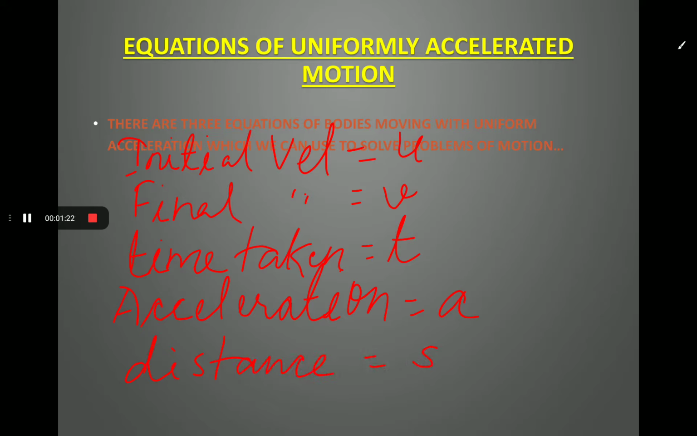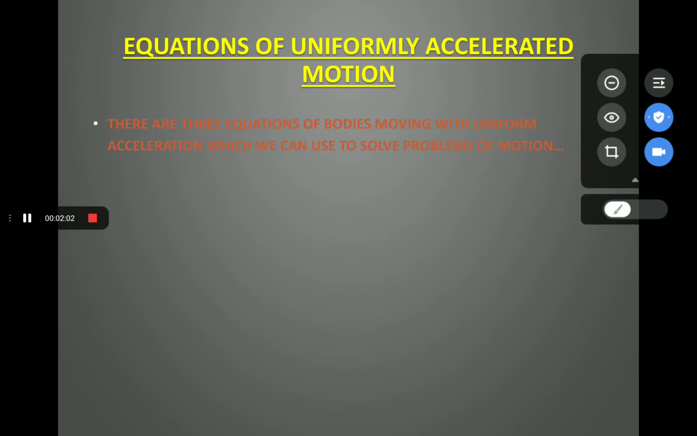So students, the relationship between initial velocity, final velocity, time taken, acceleration and distance travelled by the body is given by the equation of motion. And there are three equations for bodies moving with uniform acceleration. We will solve all the three equations of motion mathematically now. So, the first equation of motion is here.